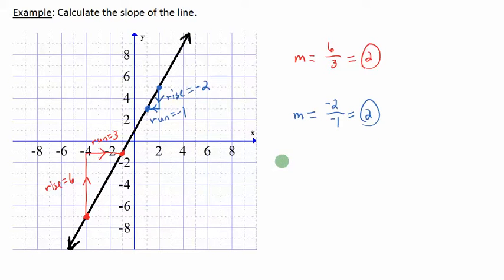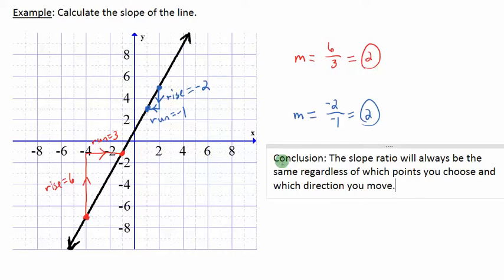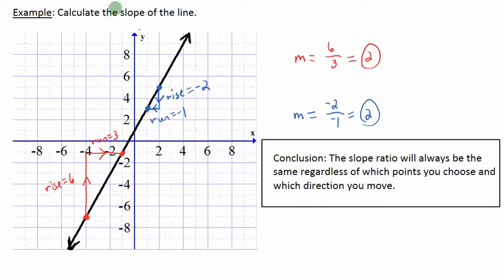So we can conclude something here. Conclusion: the slope ratio will always be the same regardless of which points you choose and which direction you move. Okay, so that seems pretty important. The slope of a line does not change. That's one useful property of a line, right? It has a consistent tilt, consistent slope. And we can see doing the calculation here that the steps, no matter how you make your steps between 2 points, they are always proportional. And when you look at ratios involving things that are proportional, the ratios always end up being equal. That's why the slope here is equal.